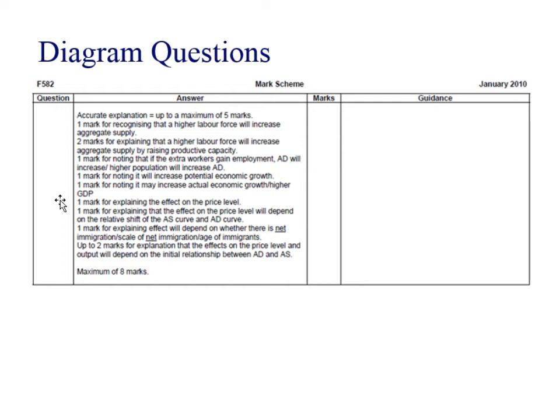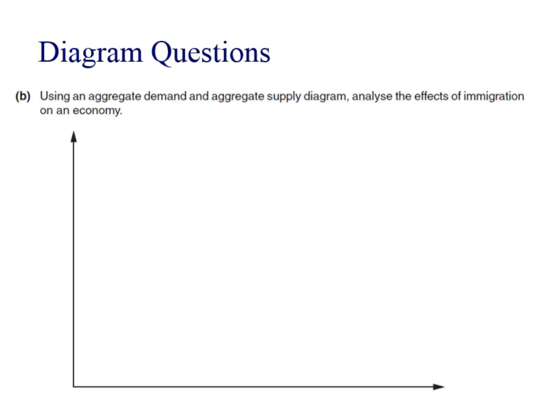So potential economic growth is when you have an increase in AS. That's a productive capacity, so the potential kind of growth that your economy could achieve. 1 mark for noting that it may increase actual economic growth, higher GDP, as long as AD increases. 1 mark for explaining the effect on the price level, and so on. So lots and lots of marks there, and you've even got a kind of 'depends upon' mark in there as well that you can get, although the question was just to analyse the effects. It didn't necessarily need a comment on.